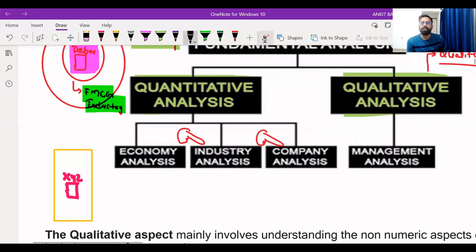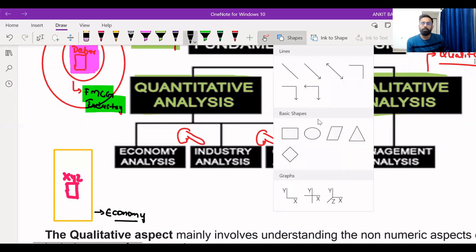Let's suppose the government is trying to put some restriction on pharmaceutical companies, that they won't be able to use specific drugs, right? So here there will be risk in the business. So first, you have to check the economic condition, right? Whether the economic condition is in favor of the company or sector or not, right?